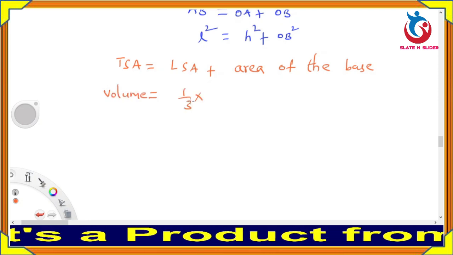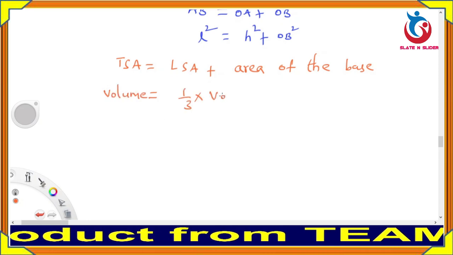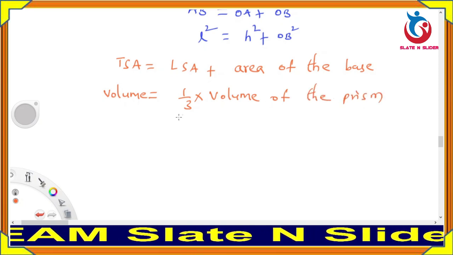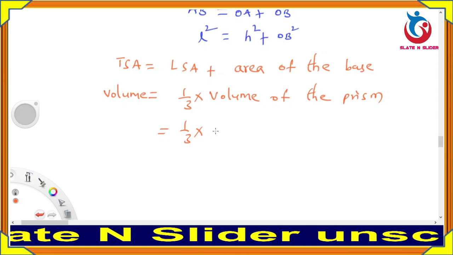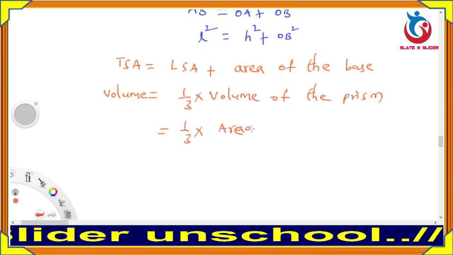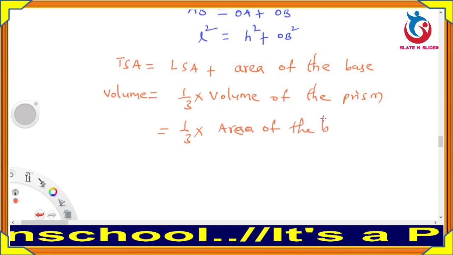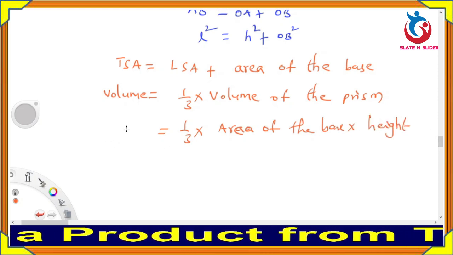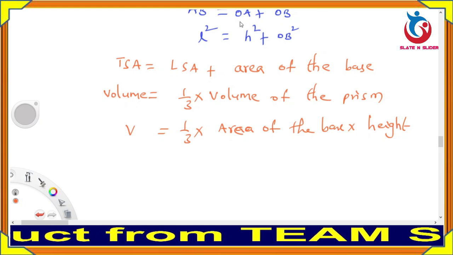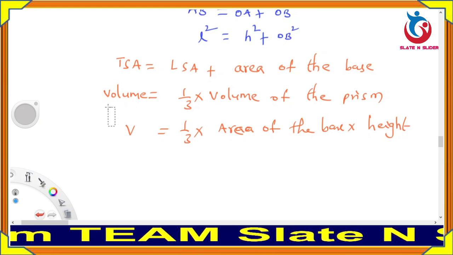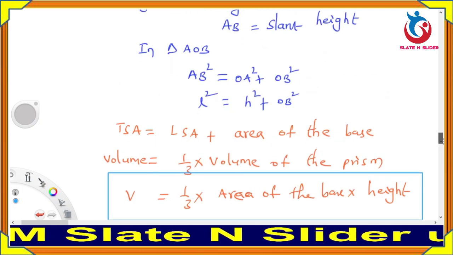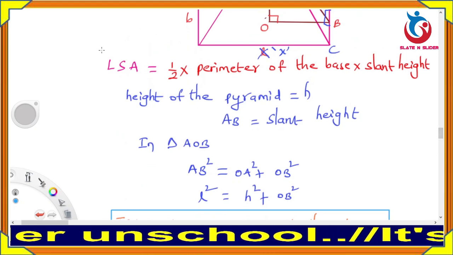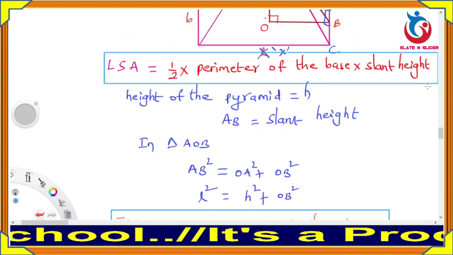And take the volume. Volume of the pyramid is equal to 1/3 of the volume of the prism. So we can write the volume as 1/3 into area of the base into height. So you should know the difference between height and slant height. Both are different, and we can draw a box, like this.